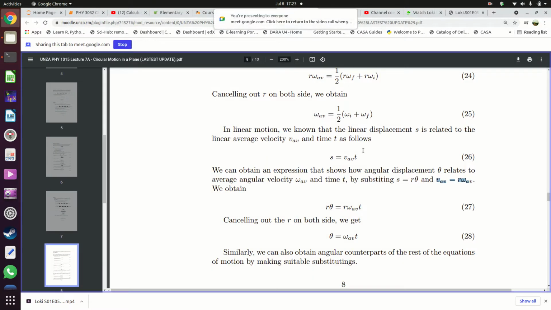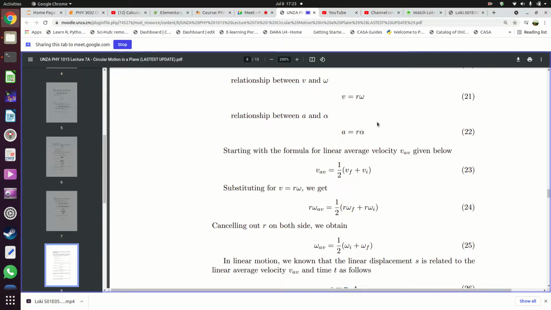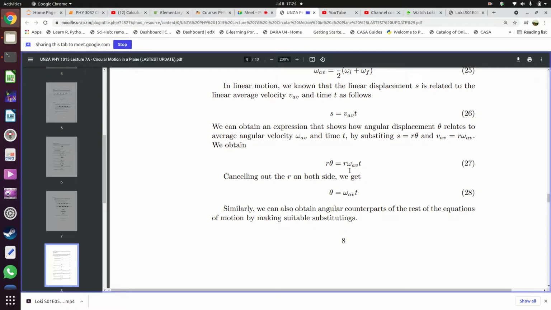When we substitute for S, in place of S we write r theta. So we're going to end up with r theta equal to, for the average velocity, remember V is equal to r omega. So if it's average velocity, then on that side you're also going to have your average angular velocity. So you're going to end up with r omega average multiplied by time.